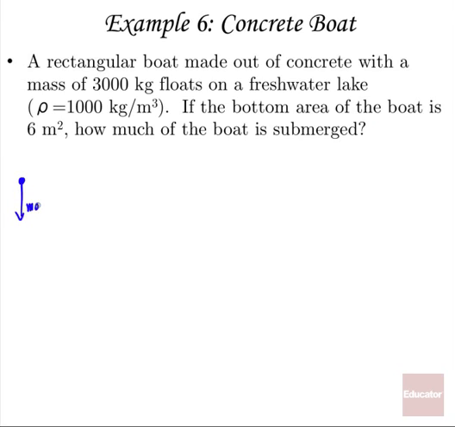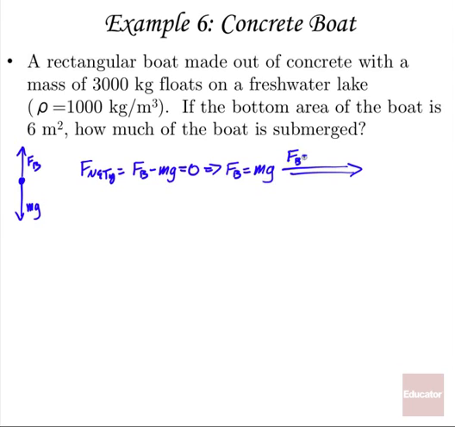We've got the weight of the boat down, mg, and we've got the buoyant force holding it up. Net force in the y direction then must be the buoyant force minus mg, and because it's not accelerating up or down, that must be equal to 0. Therefore, the buoyant force must be equal to mg. But we also know that the buoyant force is equal to the density of the fluid times the volume of the fluid displaced times g. Therefore, we could say then that density of the fluid times the volume times g equals mg.